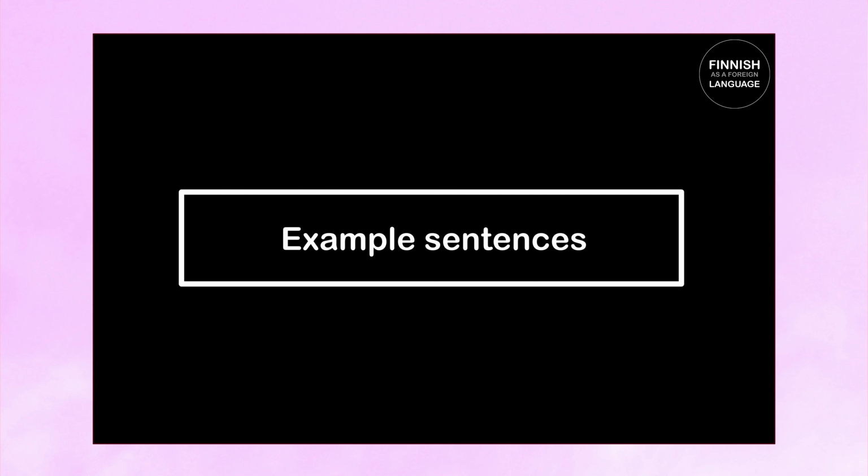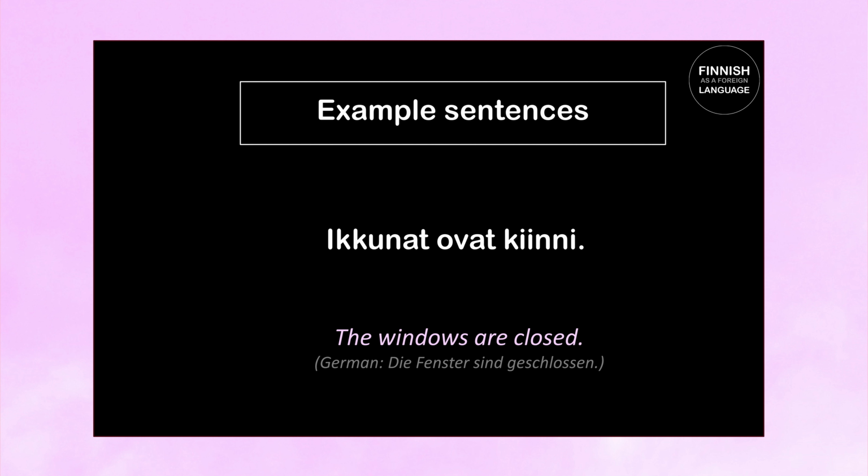Alright, we move on to chapter 4, the example sentences. Let's see how we can use the nominative plural in a sentence. Here's one example. Ikkunat ovat kiinni means the windows are closed. So, ikkunat is the nominative plural of the word ikkuna, which means window. And since we use here the nominative plural, our verb has to stand in the third person plural, which is why we say ovat, which is the third person plural of the verb olla, which means to be. And kiinni means closed. Let's repeat. Ikkunat ovat kiinni. The windows are closed.